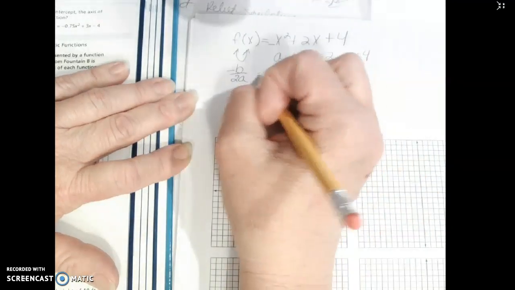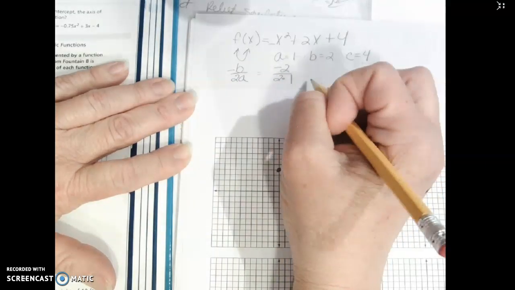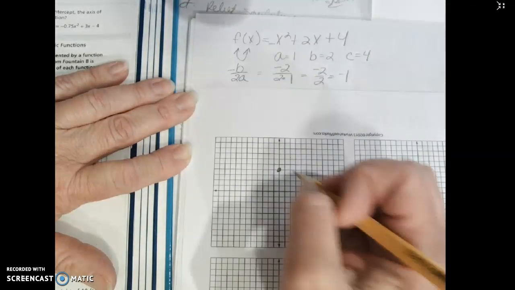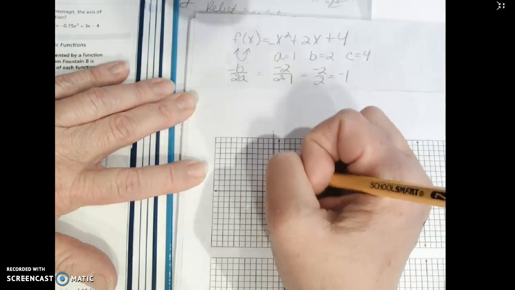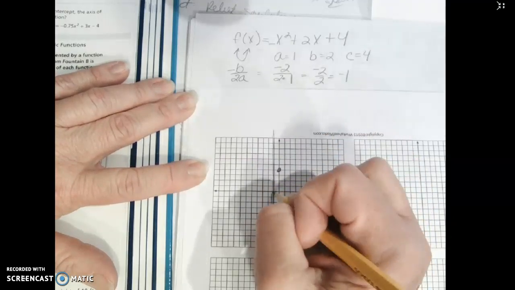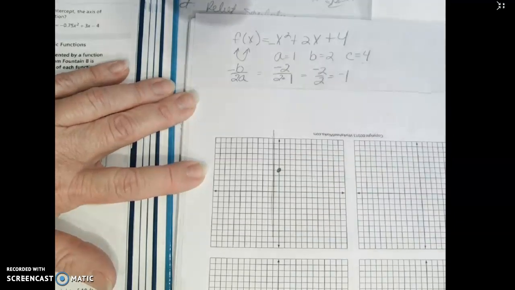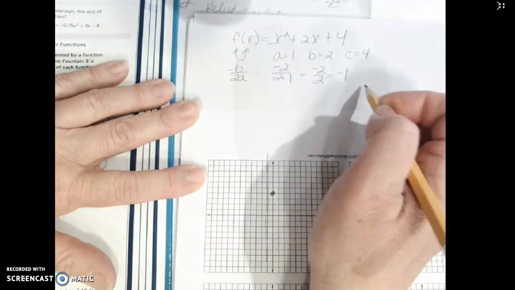The opposite of b, I have -2 over 2 times 1, which is equal to -2 over 2, which is equal to -1. So again, this is my axis of symmetry at -1. And I'm not going to do it really dark, but I need to know that it's there. Now my vertex, I know the first number, the x value is -1.